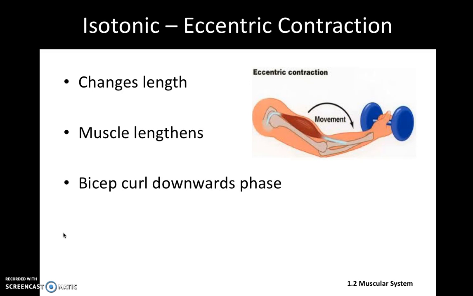An eccentric contraction is similar to the concentric contraction in the fact that the muscle is changing its length whilst contracting. However, in the case of an eccentric contraction, the muscle is lengthening as opposed to shortening. An example of an eccentric contraction would be the biceps brachii lengthening during the downwards phase of a bicep curl.